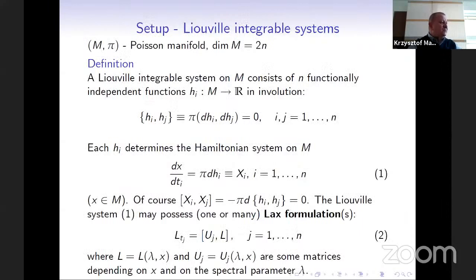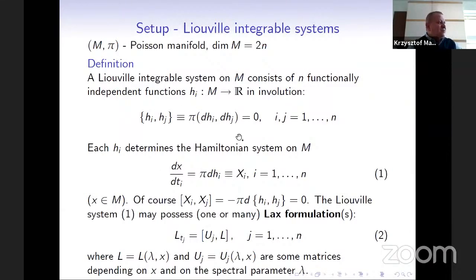Let us go back to this issue. Again, on a manifold M, we have n Hamiltonians, or n functions in involution, to each of which you can associate a dynamical system that is called the Hamiltonian system associated with H_j. And these systems commute. What does it mean? Take a point on a manifold and travel maybe 2 seconds along the flow of the first equation, and then say 7 seconds along the flow of the second equation. And then you do the same with the same point, but in reverse order. You end up in the same point. This is what it means that these vector fields, or these systems, commute.